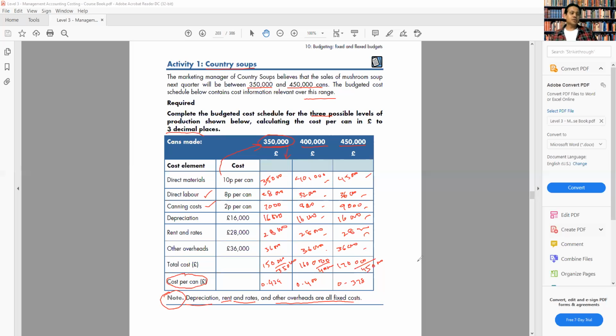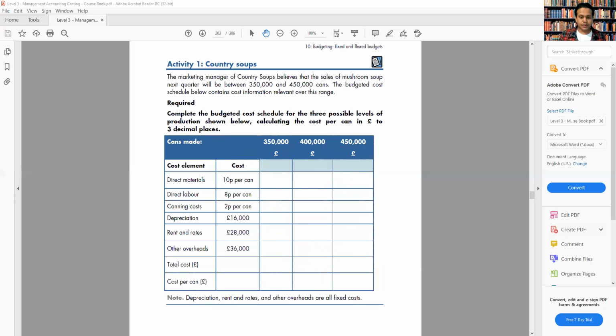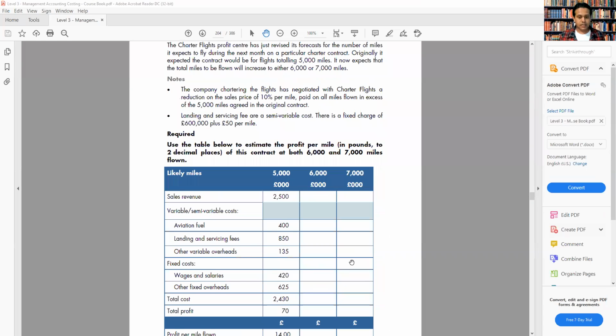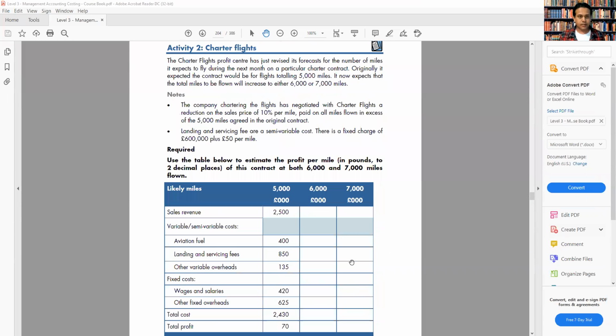So this is the one we have done, and you can see it's not very difficult. This is a very simple budget. They give it to us. So we'll move to the next one and see if there is anything more tricky or difficult. Let's try to see if we can do the question here.